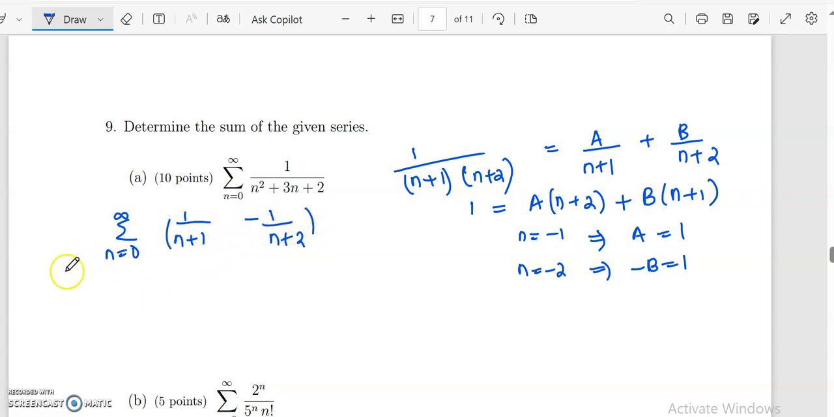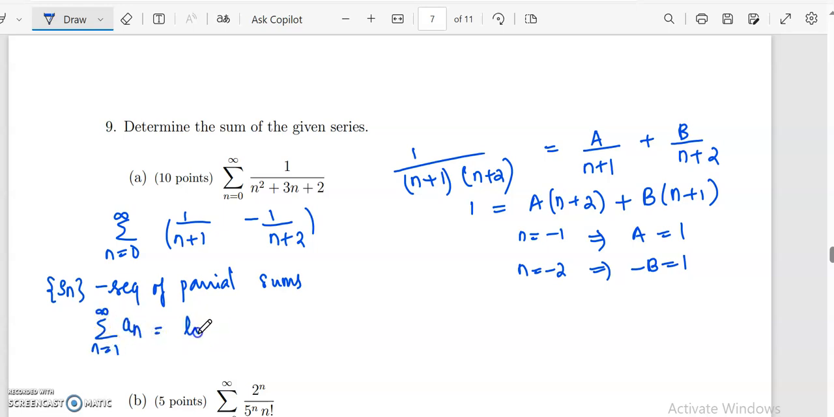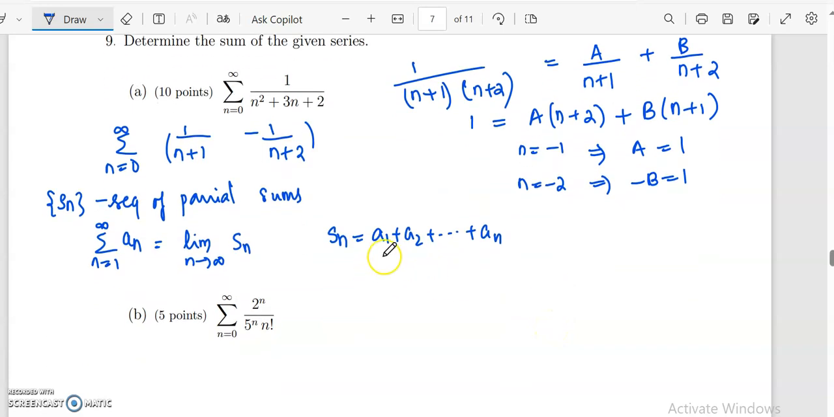Now we know that the sum of a series will be the limit of the sequence of partial sums. So let us take the sequence Sn to be the sequence of partial sums. So summation n equal to 1 to infinity an is the same as limit n tends to infinity Sn. And now Sn will be equal to a1 plus a2 plus etc. an. So that will be the sum of the first n terms of the series.